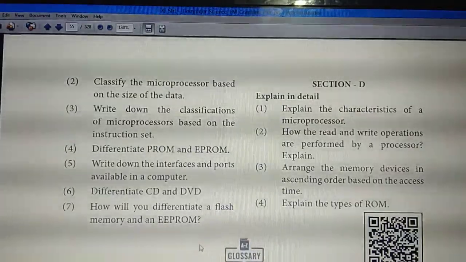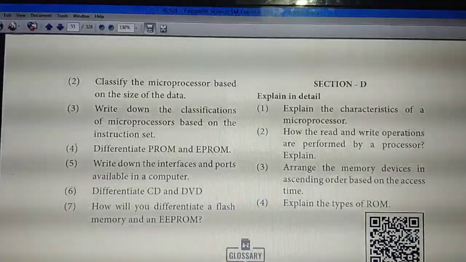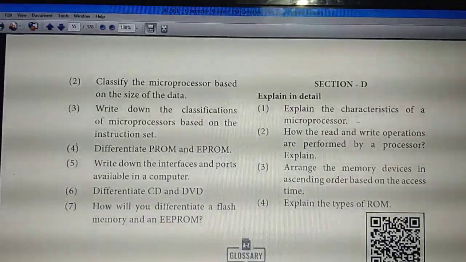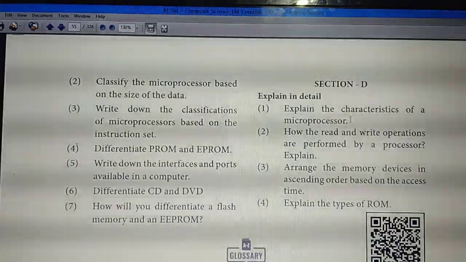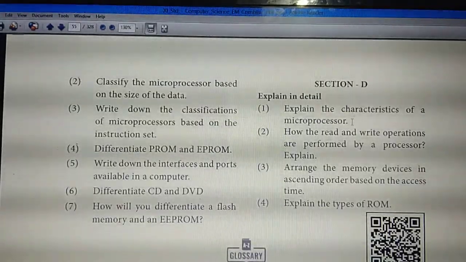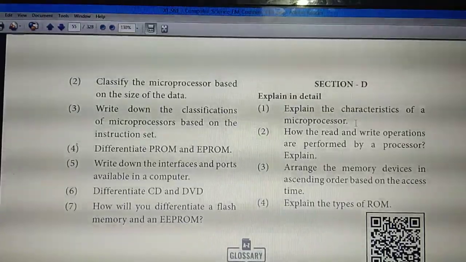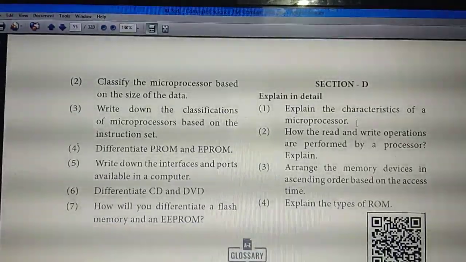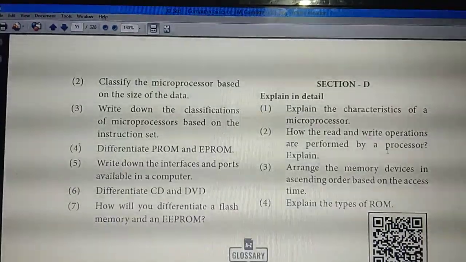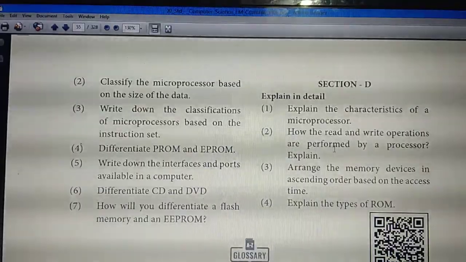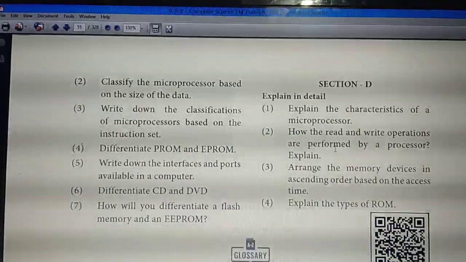Then the detailed questions also. Now you write the page numbers here. First question, page number 42: Section D, characteristics of a microprocessor. Second question, page number 42, 43: How the read and write operations are performed by a processor.